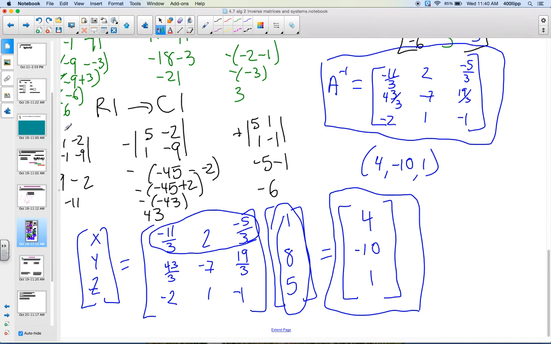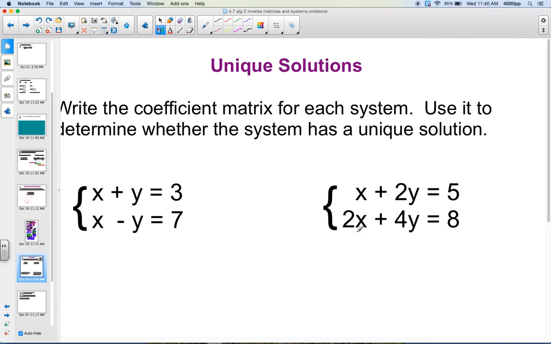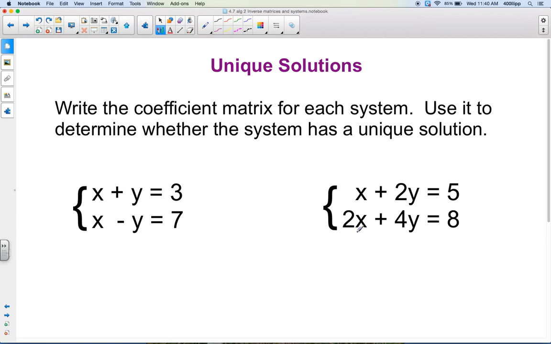All right, moving on. Next one here is write the coefficient matrix for each system. Use it to determine whether the system has a unique solution. So if we're looking at the coefficient matrix, 1, 1, 1, -1, we want to find the determinant. And if the determinant is 0, then it does not have a unique solution. So let's make sure that this one does. We got -1 minus 1, because we do AD minus BC. So -1 minus 1 is a -2. This one does have a unique solution, yes.